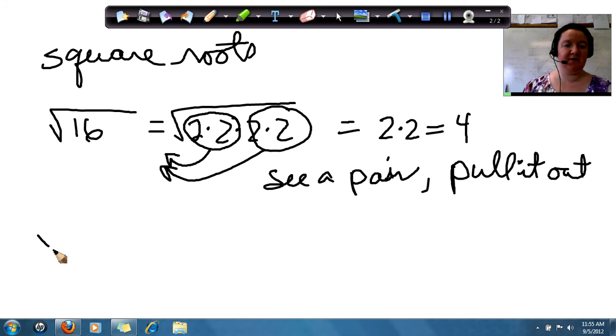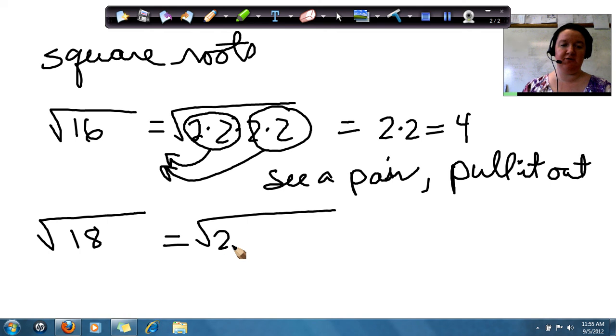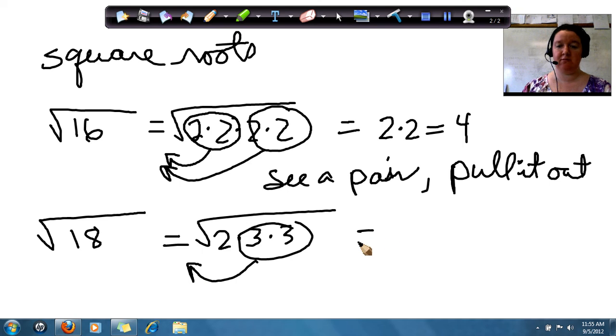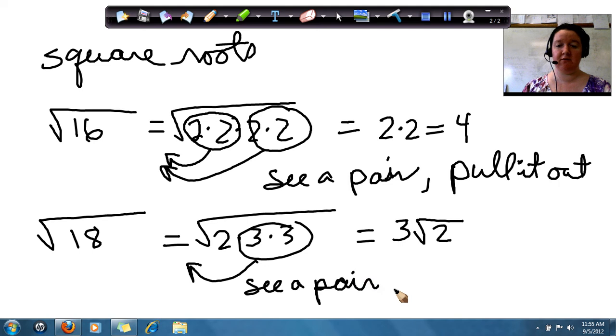So if I look at another example, if I had 18, that would be 2 times 3 times 3. So here I see a pair, pull it out, and we're going to be left with something underneath the root. So see a pair, pull it out.